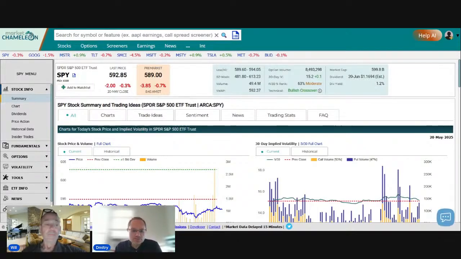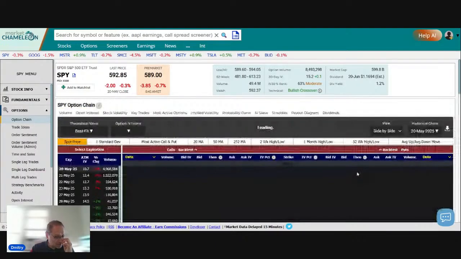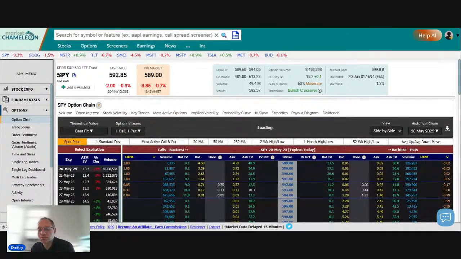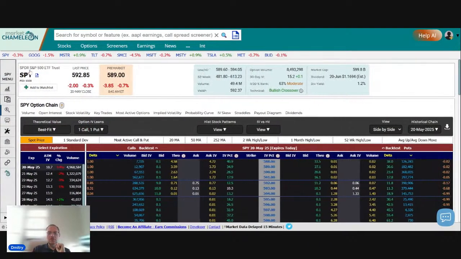So I'm going to first go to SPY. We'll use that as our example. Type in the symbol up top. You land on this main SPY summary page. On the left-hand side there's a menu. We're going to click on options and option chain, and we're going to use the option chain to set up our ratio put spread. I'm going to close this menu by clicking on it and expanding the screen.